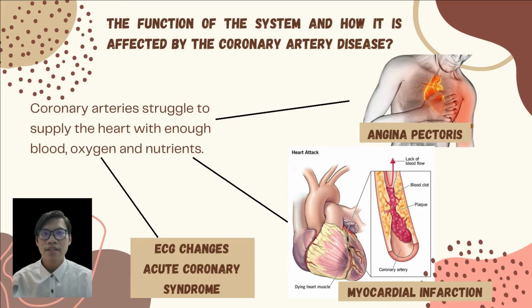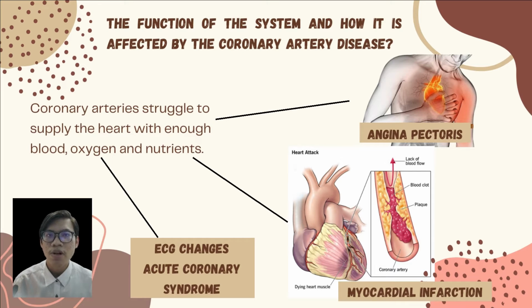Next, what is the function of the system and how is it affected by coronary artery disease? When coronary arteries struggle to supply the heart with enough blood, oxygen and nutrients, it will cause many problems such as, first, angina pectoris, which is a type of chest pain caused by reduced blood flow to the heart. Next, a heart attack or myocardial infarction, that happens when one or more areas of the heart muscle don't get enough oxygen. This happens when blood flow to the heart is blocked. Lastly, ECG change due to the acute coronary syndromes.